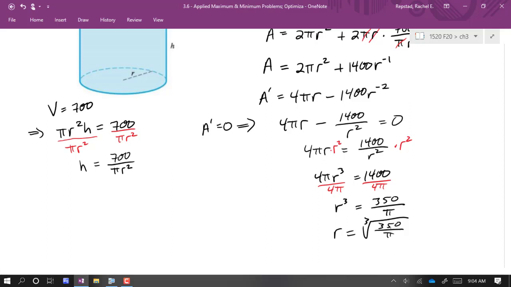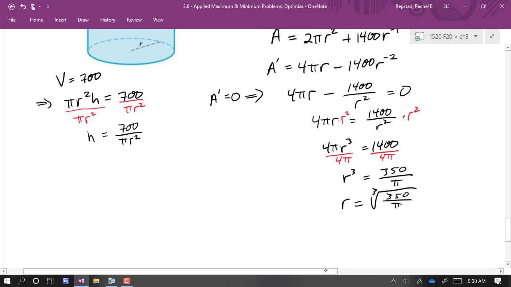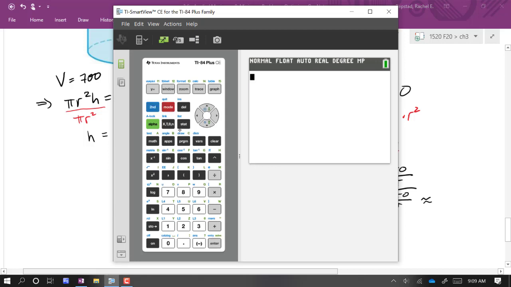So we hope that it's one that actually gives us a minimum. So we have this one critical value. Hopefully it's the one that minimizes the surface area. I'm going to go ahead and just get an approximation here. So I need the cube root of 350 over pi. So I'm going to do that as a 1/3 power. 350 divided by pi, all raised to the 1/3 power. That gives us about 4.81 meters.